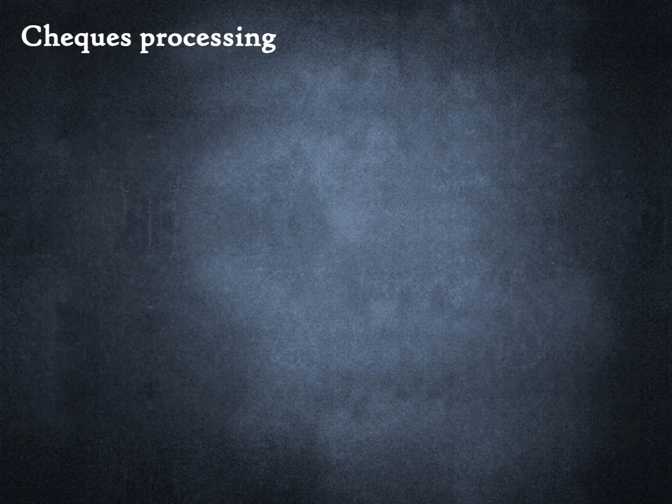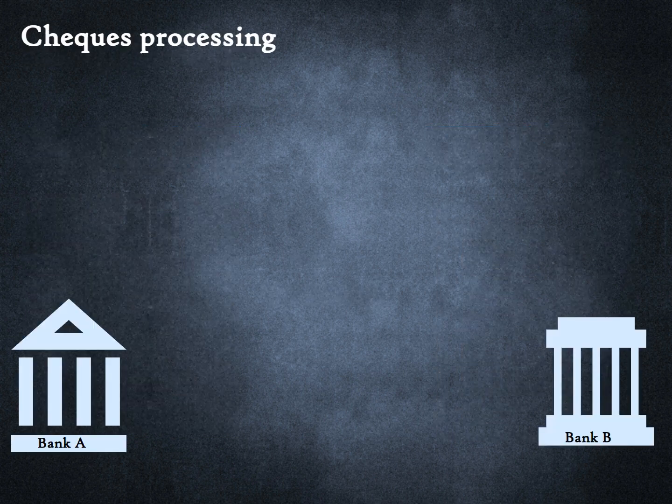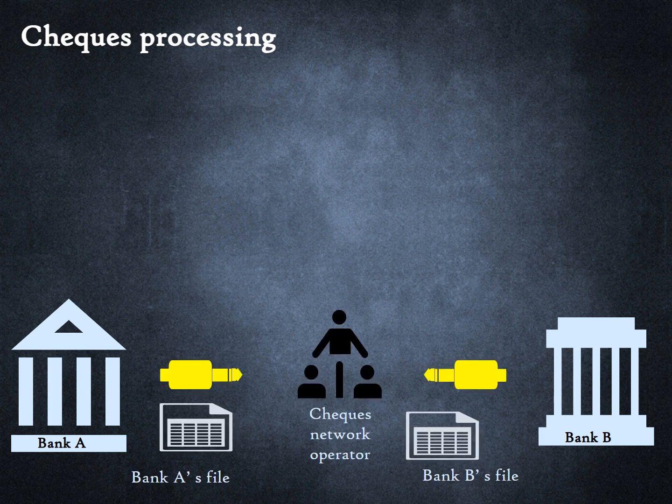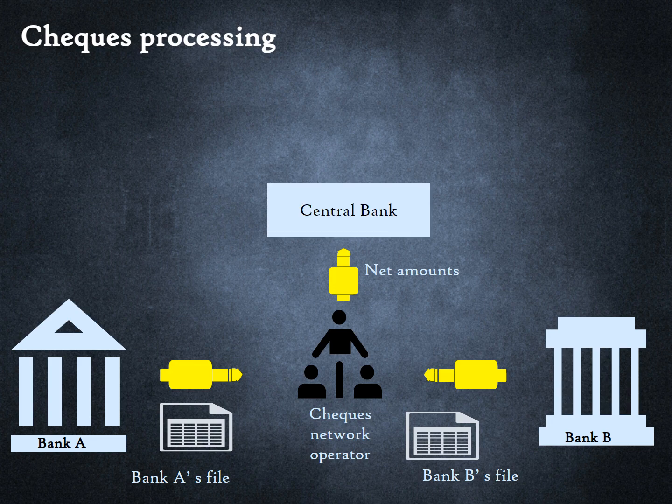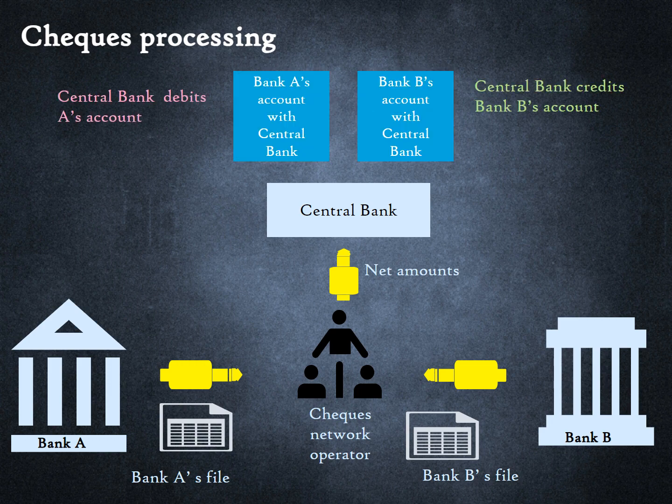Imagine a country with two banks. Bank A receives deposits of checks whose writers bank with Bank B. Bank B is in the inverse position. After extracting data from the checks, both banks send the data files to a central agency, which calculates and sends net settlement amounts to the central bank. It so happens that there is a net amount to be transferred from Bank B to Bank A. The central bank debits Bank B and credits Bank A.